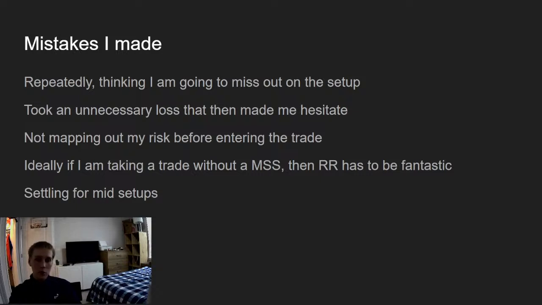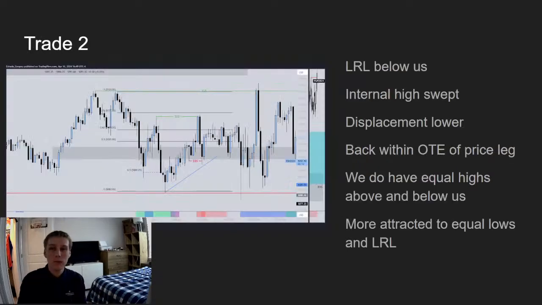So ideally, if I'm taking a trade without a market structure shift, then the risk reward has to be worth it. I can't be taking a 1-8 risk reward without a market structure shift. That is just not sustainable. If there's not a market structure shift, I should be having at least an 8-1. I won't say at least, but something like a 5-1, 6-1 potentially. But I'm also settling for mid setups and setups I shouldn't really even be in. So those are mistakes that I'm making.